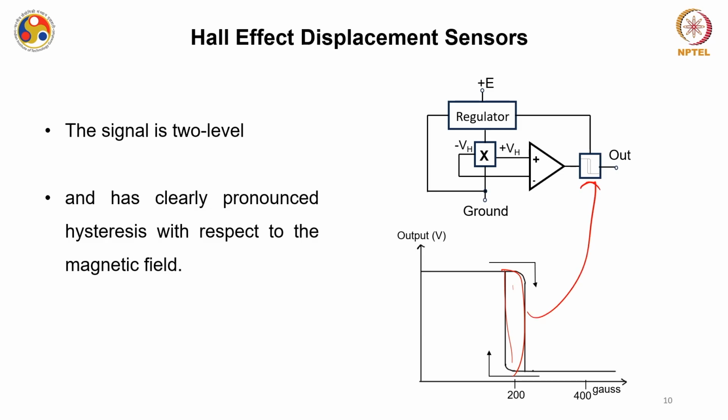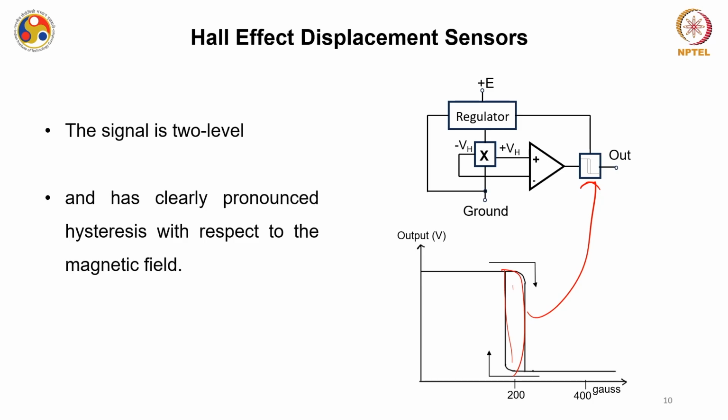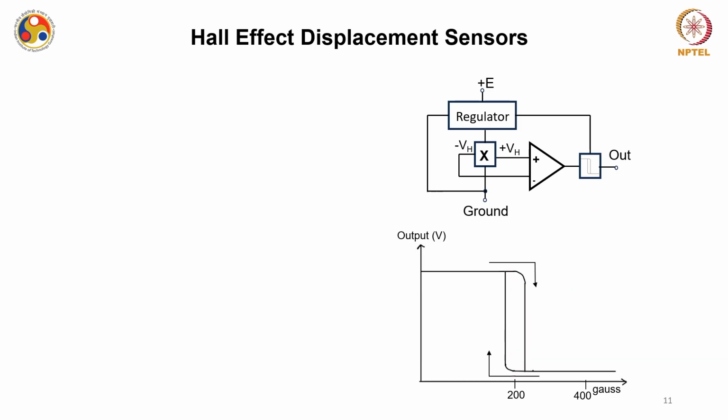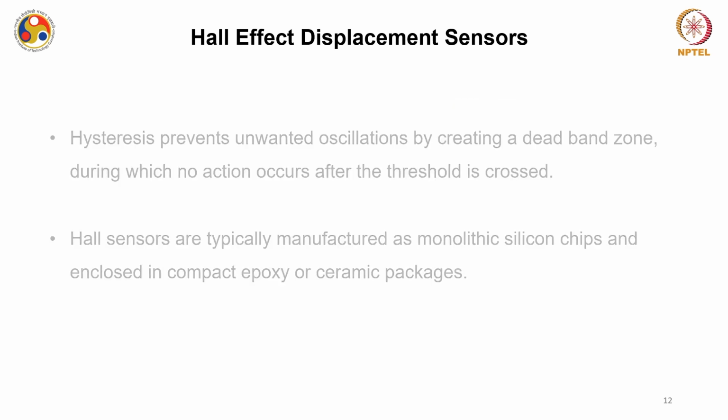The signal is, as the name suggests, a bi-level Hall effect displacement sensor. The signal is of two levels and has a clearly pronounced hysteresis with respect to magnetic field. When the applied magnetic flux density surpasses a predefined threshold, the trigger produces a sharp transition from off to on. There is a sharp transition from the off value to the on value, and the introduction of this hysteresis in this device is very helpful.